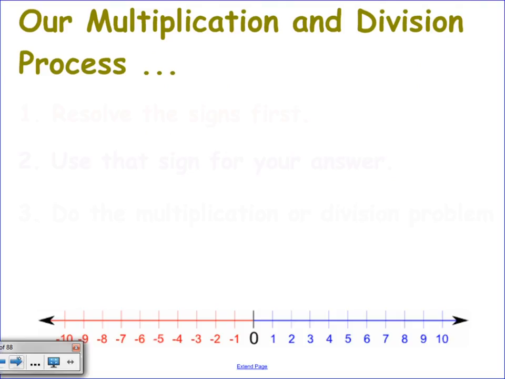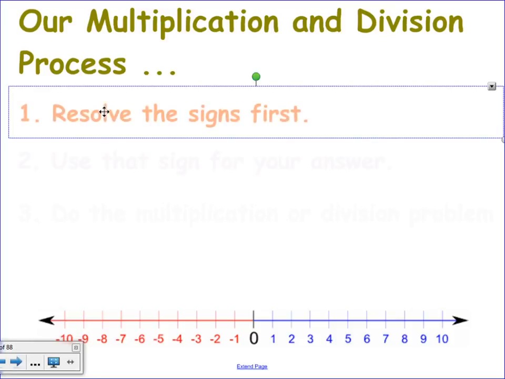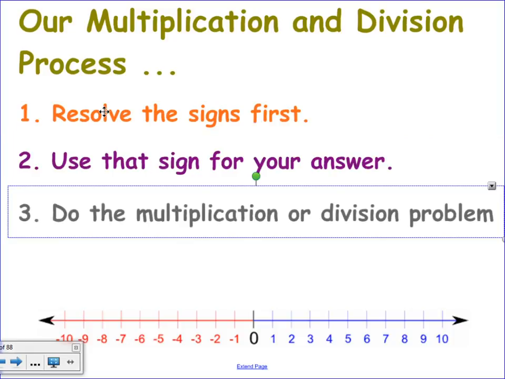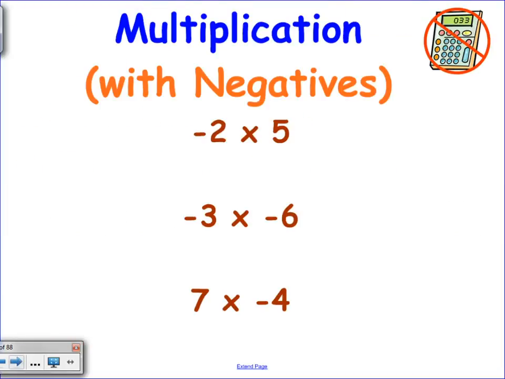Okay? Let's have some examples. So let's look at our process first. Resolve the signs of whatever it is you're multiplying. So look at your two numbers. Have I got a positive or a negative? Whatever the outcome is of that is the sign that you're going to use, and then just do the mathematics. So let's do some questions then. Have a go at those, and we'll go through them together.